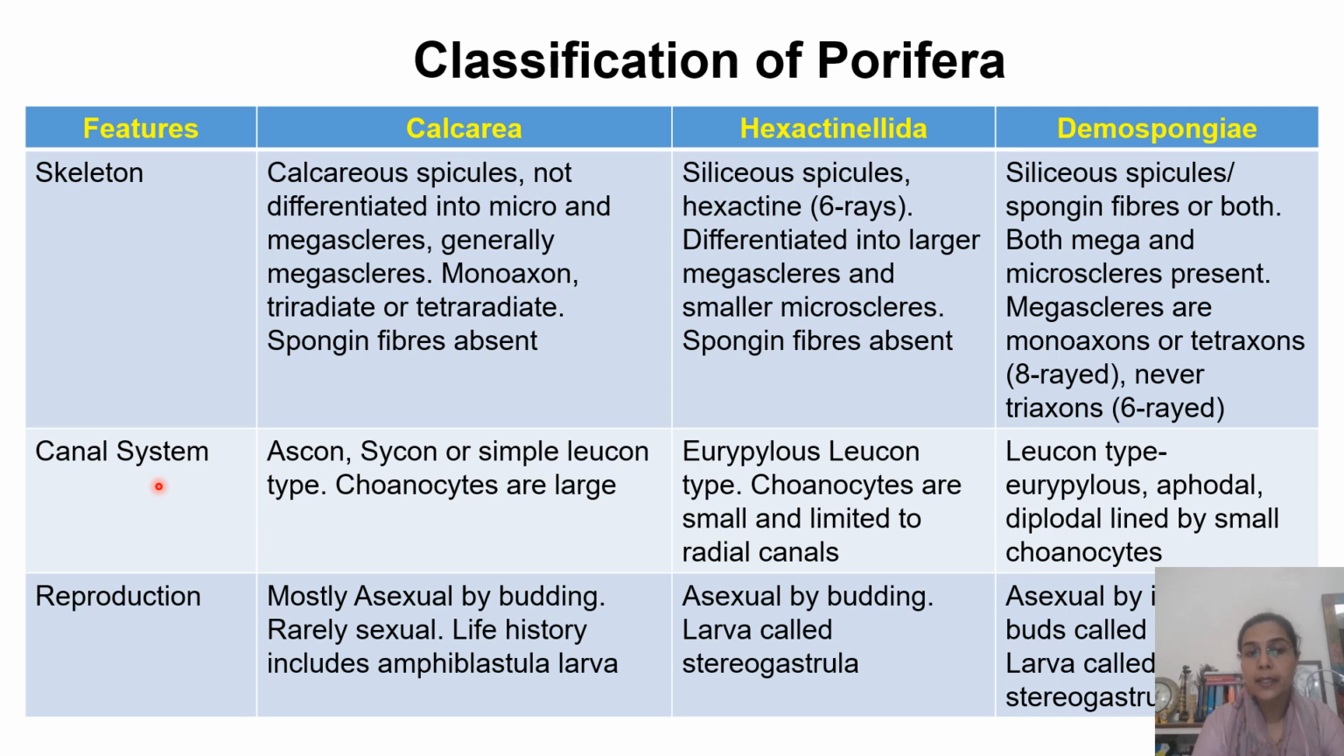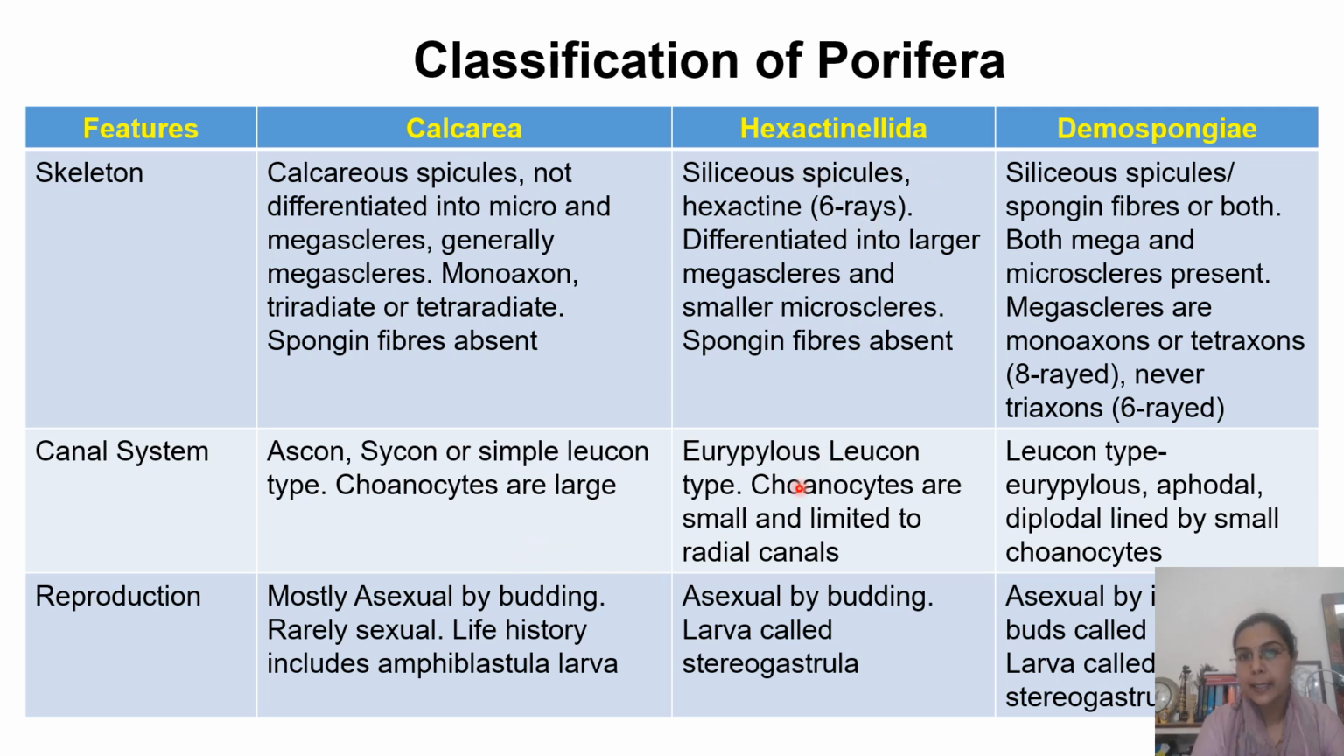The second important characteristic जिसके basis पे हमने classification किया है porifera का, that is the canal system. In calcarea, all the three types of canal system exist: the ascon type, sycon, or the simple leucon type. The choanocytes, the collared cells which are present in the inner layer choanoderm, they are large, and spongocoel, the cavity, is also very spacious here.